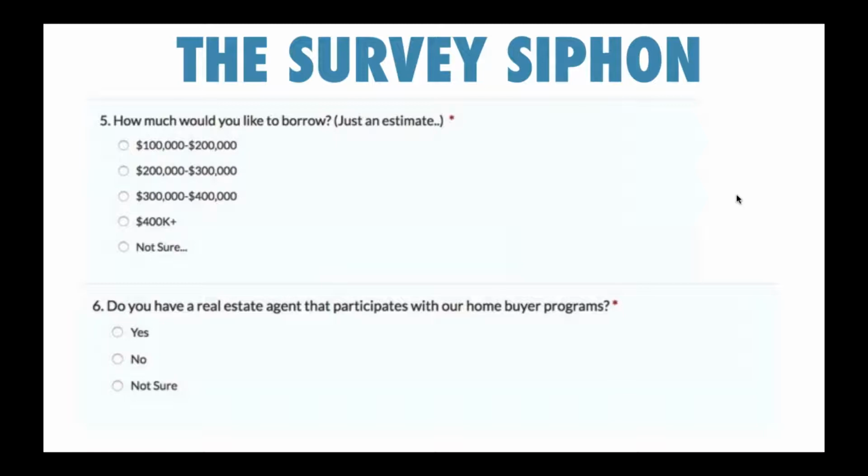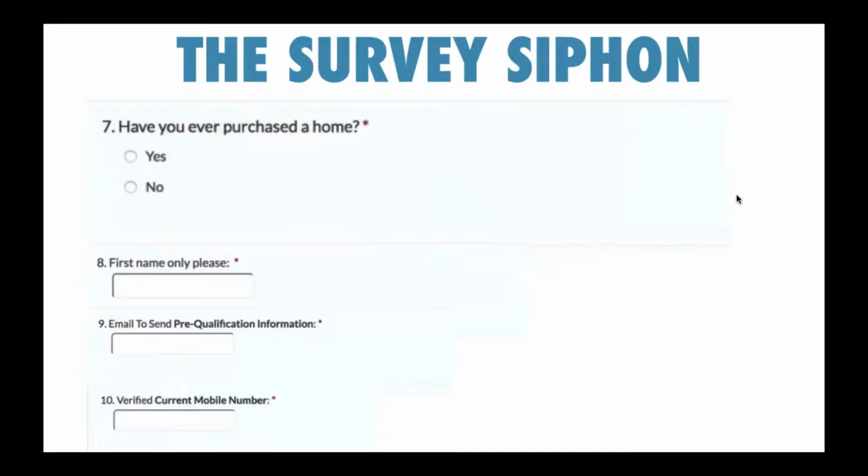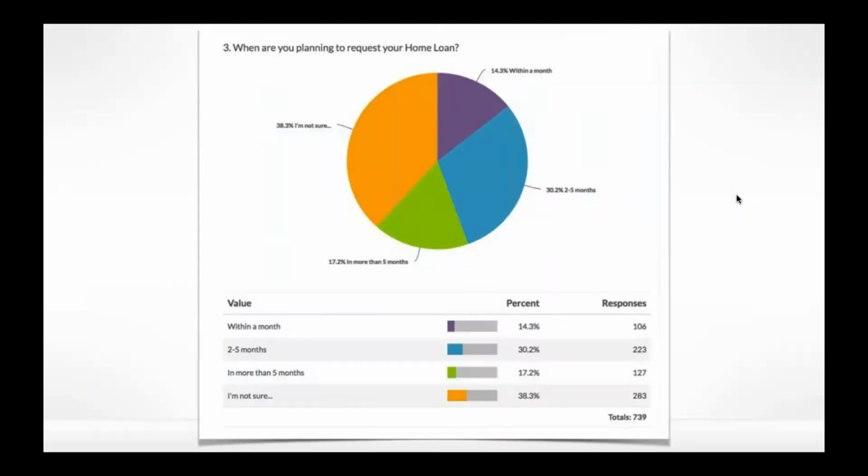And we find that there's a lot of appreciation that comes back from us helping them keep an eye on their leads or the people that are out there in the actual marketplace themselves. So that is the reasoning for that question in the survey. Have you ever purchased a home? Yes or no? And then we ask them for their first name, the email to send the pre-qualification information to, and then a verified current mobile number. So those are the 10 major questions that we ask within any type of survey.